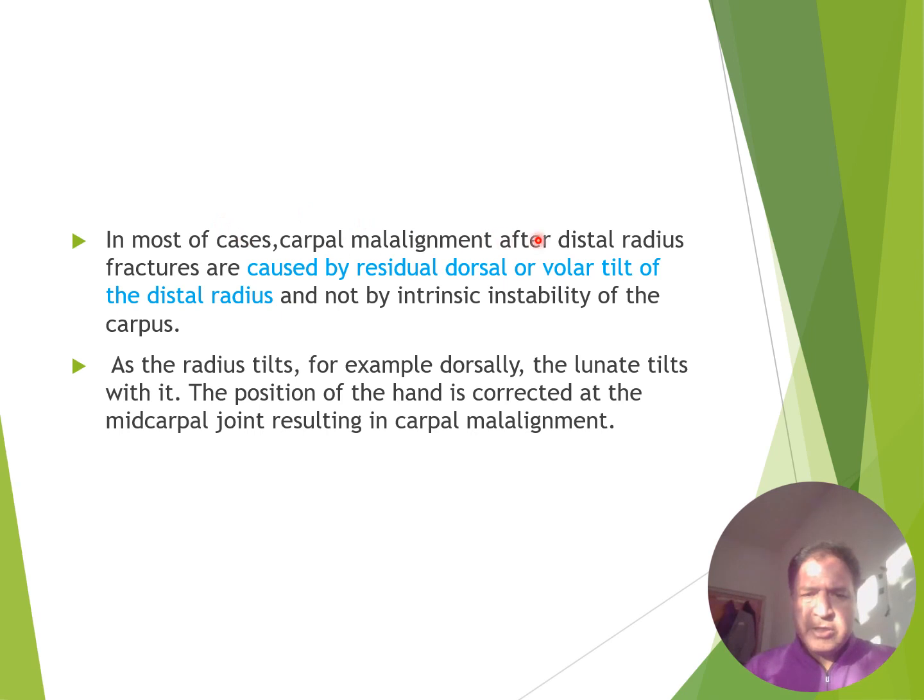In most cases, carpal malalignment after distal radius fractures is caused by residual dorsal or volar tilt of the distal radius and not by intrinsic instability of the carpus. As the radius tilts, for example dorsally, the lunate tilts with it. The position of the hand is corrected at the mid-carpal joint, resulting in the carpal malalignment.